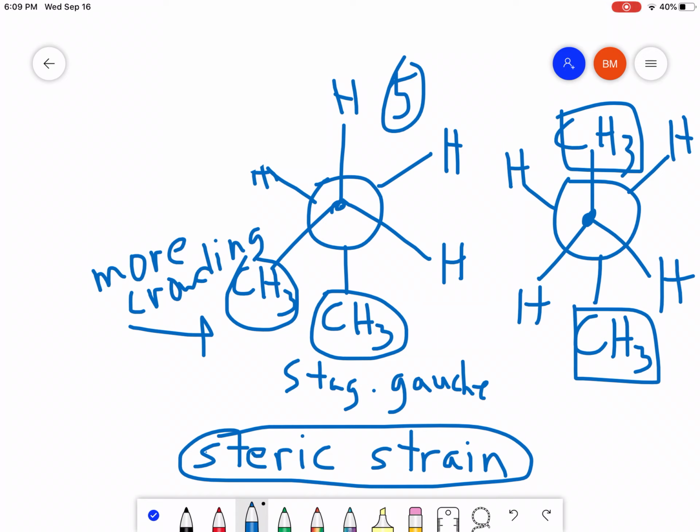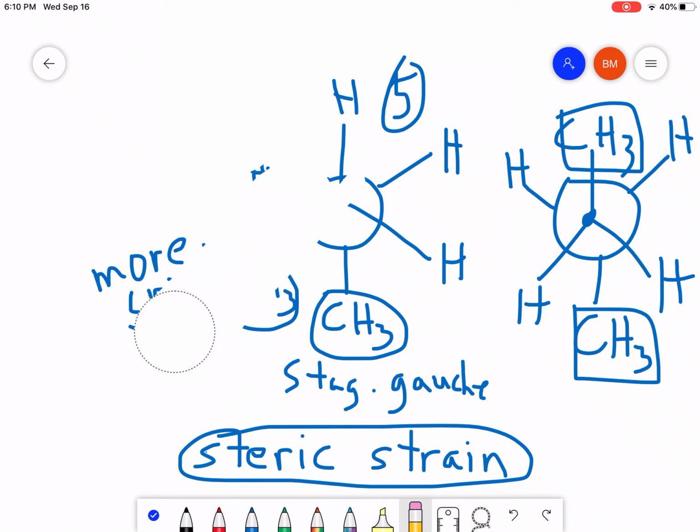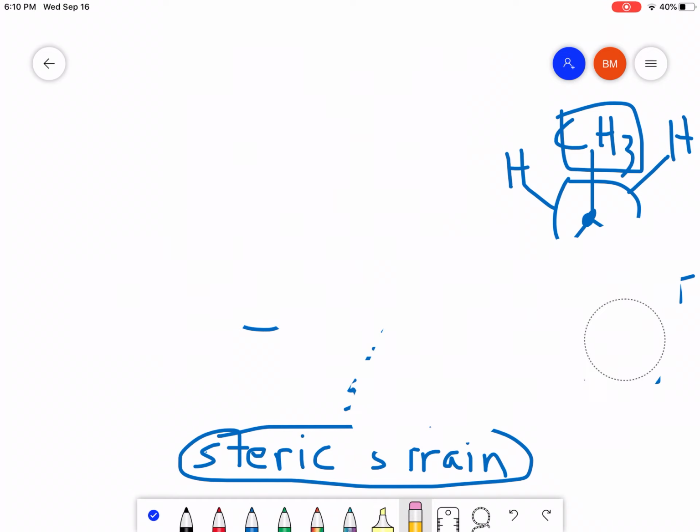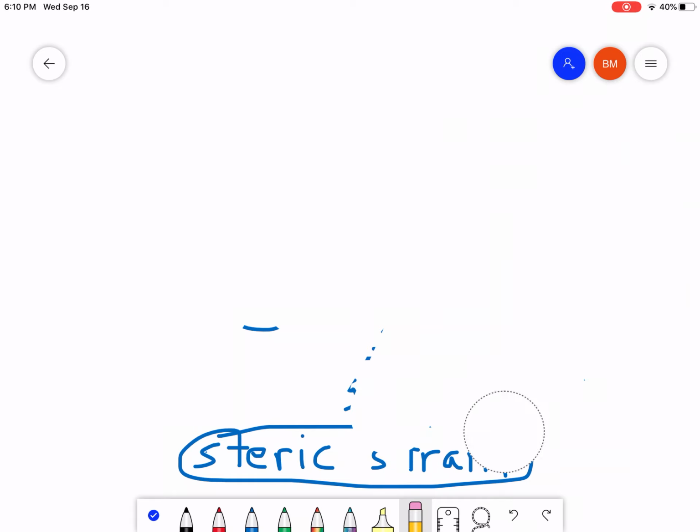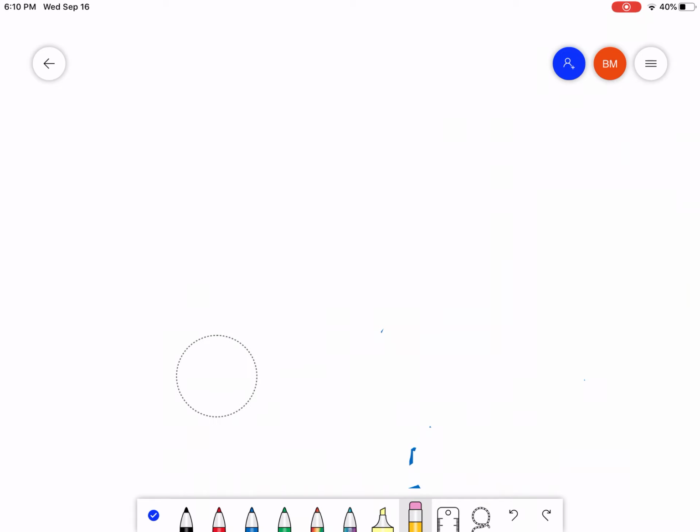Now, they're both better than eclipsed, right? Torsional strain is a larger factor than steric strain, right? So all staggereds are going to be better or less energetic than all eclipses. But within staggered, you can have different conformations that have different amounts of crowding. And it's not just within the staggered ones either. Even though we don't have special names for them, we have differences that we can observe in the eclipses.